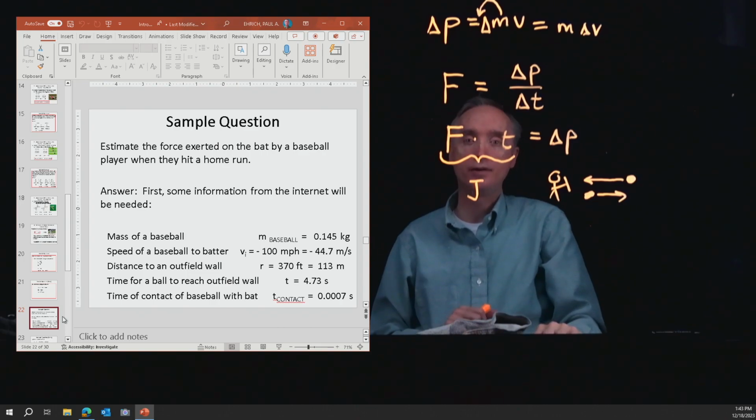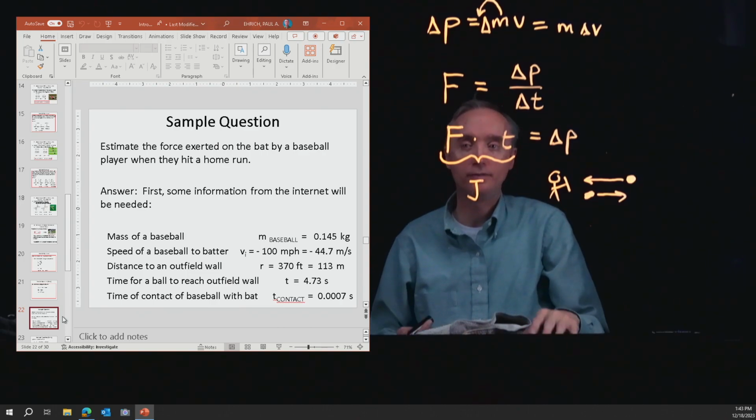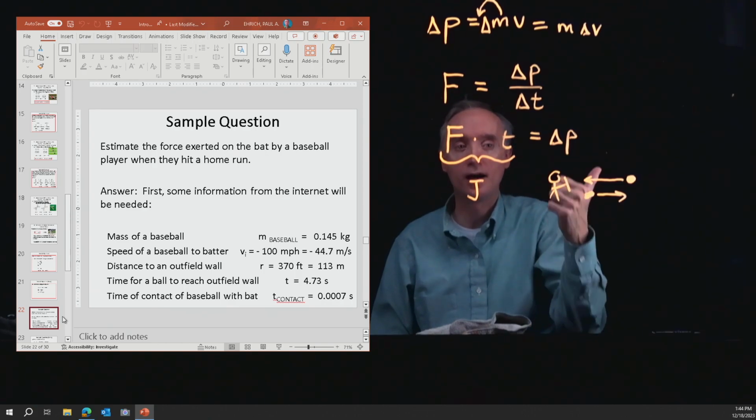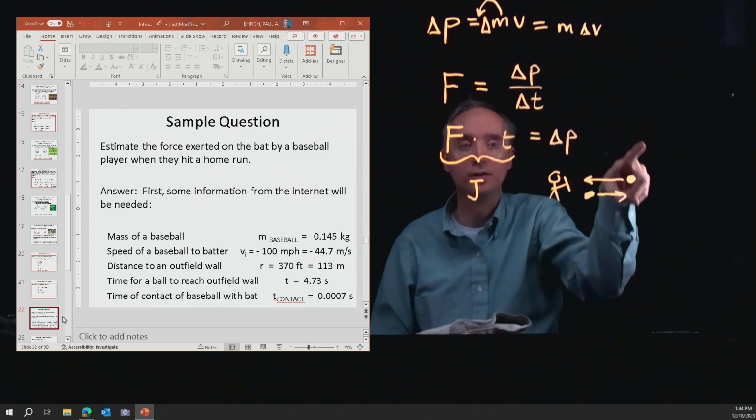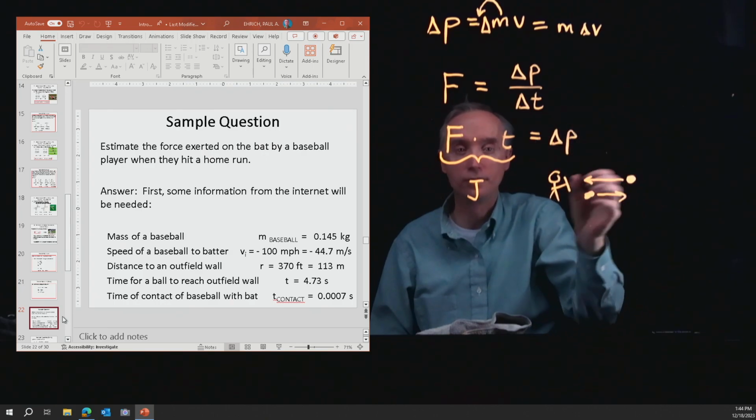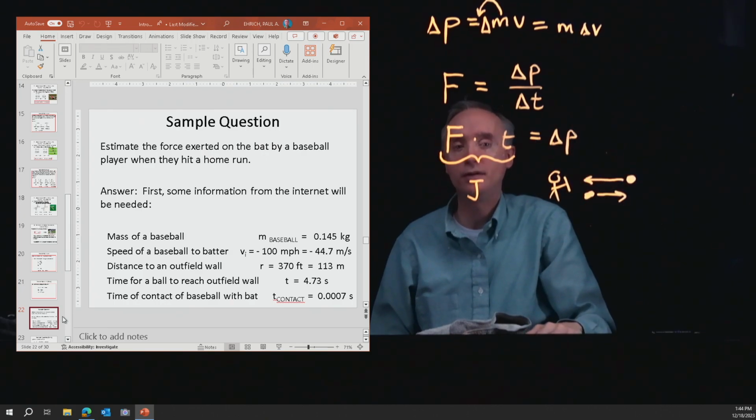Okay, then I found on the internet a video of a baseball player hitting a home run. And so the distance to the outfield wall for this particular stadium was 370 feet, which turns out to be 113 meters. And then, as soon as they hit the ball, I used a stopwatch to determine how long it took the ball to get over the fence, and it turned out to be 4.73 seconds.